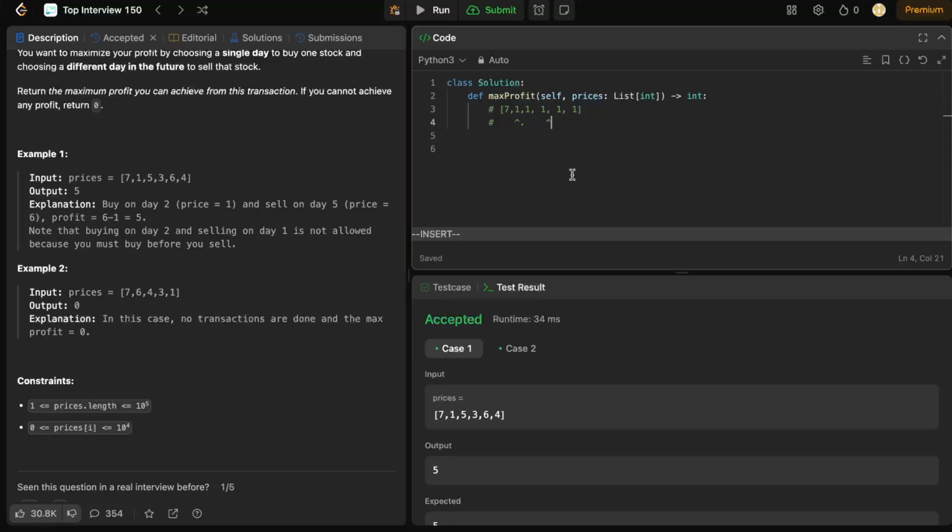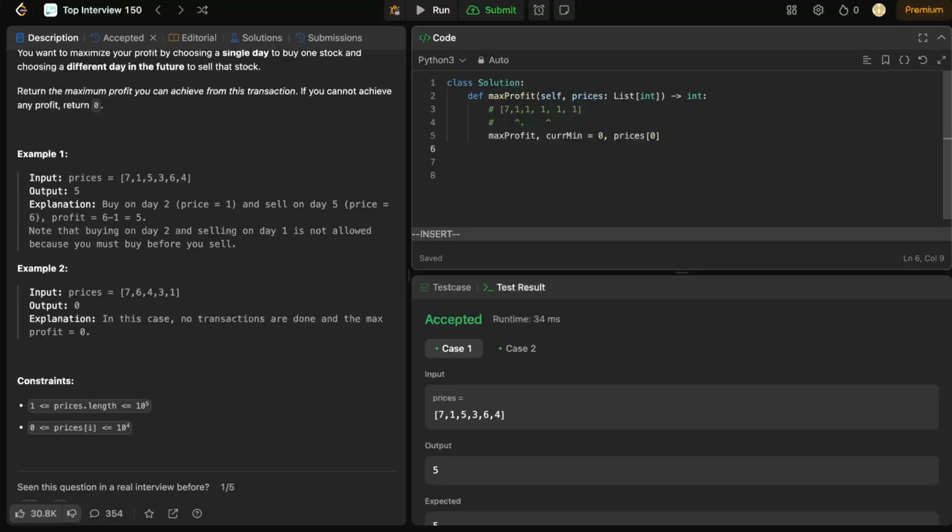So for the solution for this, we can go with sort of a greedy approach. Basically, we can keep track of the maximum profit and the current minimum. So the maximum profit, given we don't buy or sell anything, is 0. The current minimum, we can just choose the very first price to be the current minimum.